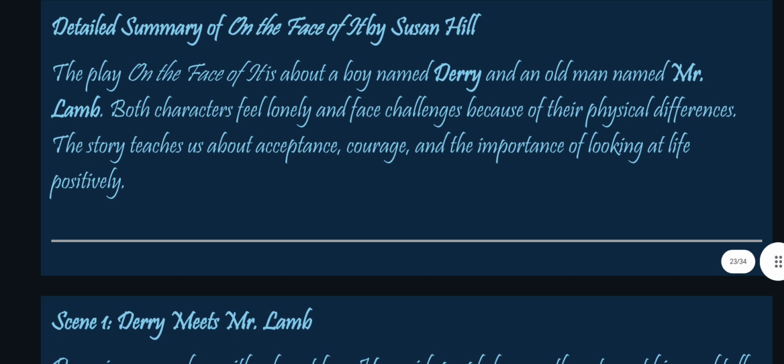Now in details. The play On the Face of It is about a boy named Derry and an old man named Mr. Lamb. Both characters feel lonely and face challenges because of their physical differences. The story teaches us about acceptance, courage, and the importance of looking at life positively.